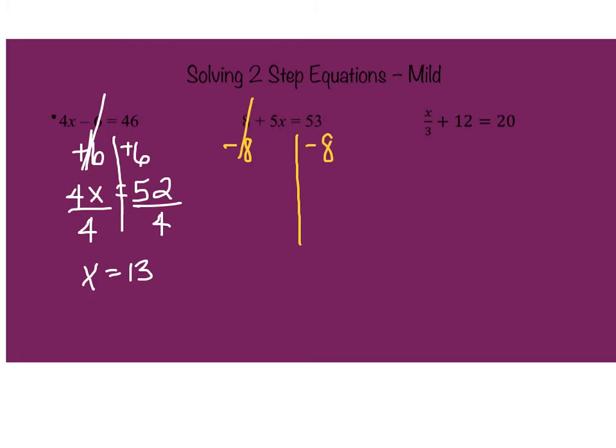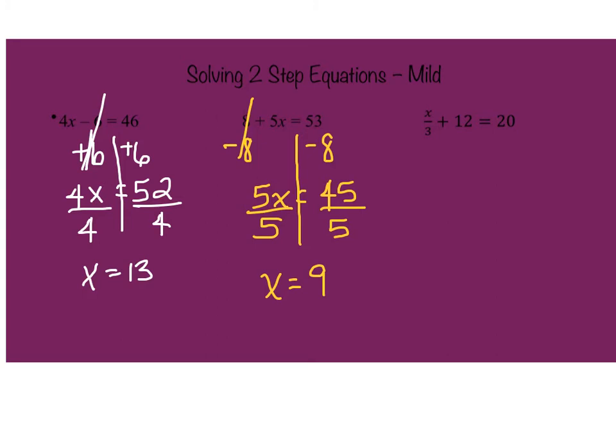8 minus 8 is 0. Bring down my 5x. 53 minus 8 is 45. I see multiplication, 5 times x, so I'm going to divide both sides by 5. And I get x equals 9.